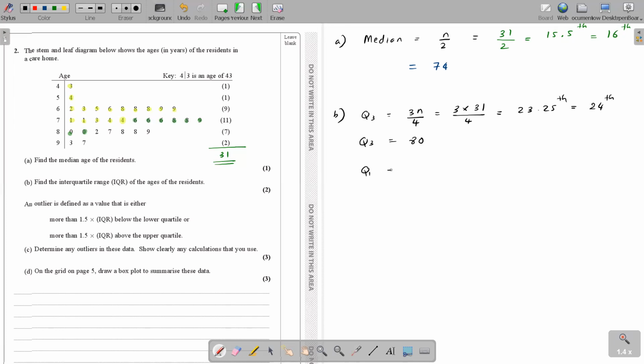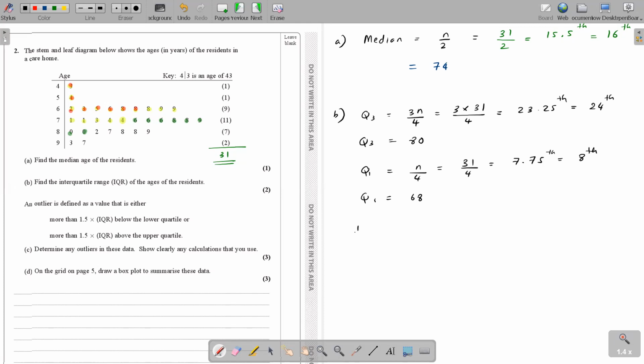Similarly, get Q1. Q1 is n divided by 4, so n is 31. 31 divided by 4 is 7.75. So rounding it up, the 8th figure. Keep counting: 1, 2, 3, 4, 5, 6, 7, 8. How much is it? This 8th figure is 68. So Q1 is 68.